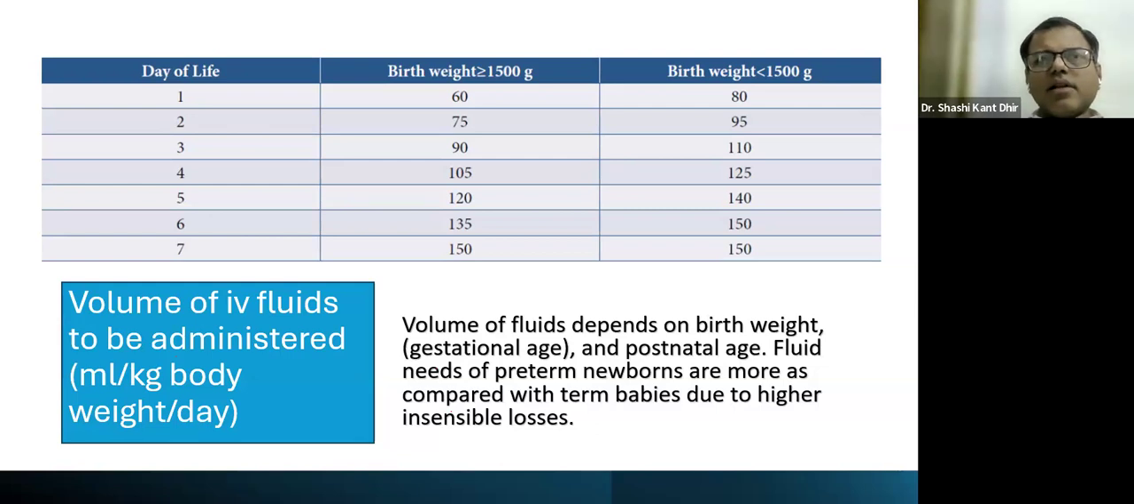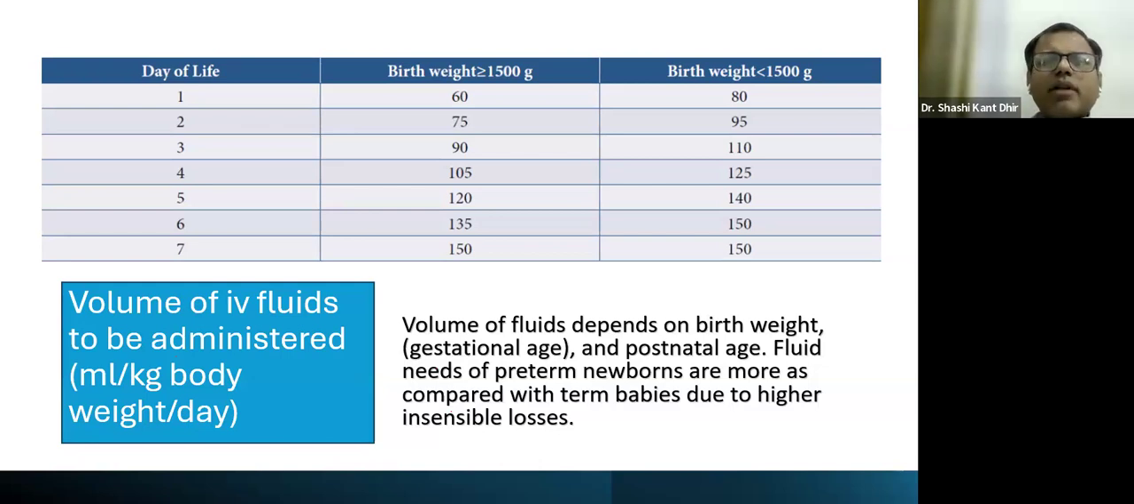If the weight is less than 1500 grams, we give a bit higher fluid volume on day one. We give 20 ml per kg extra, right? So instead of 60, we give 80, then again 15 ml per kg increments, up to 150. Various institutes also use 20 ml per kg increments, so it is perfectly fine. But as per FBNC guidelines, in this course we'll be discussing 15 ml per kg. It depends on institute to institute, so we can increase 20 ml per kg also, right?